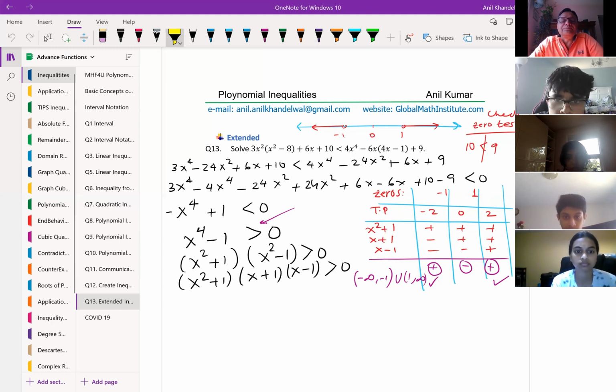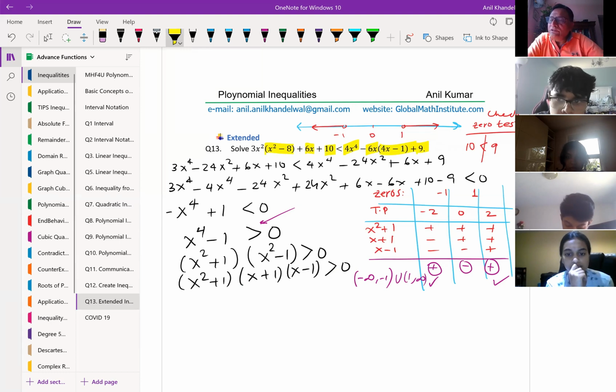So the question here is solve 3x squared times x squared minus 8 plus 6x plus 10. On the other side, it is 4x to the power of 4 minus 6x times 4x minus 1 plus 9. Now, if you have inequality of this kind, the strategy is simple. Bring all the terms on one side. Is that clear to you? So after you expand, which is the distributive property, so first thing, apply distributive property, right? And then you bring all terms to one side.